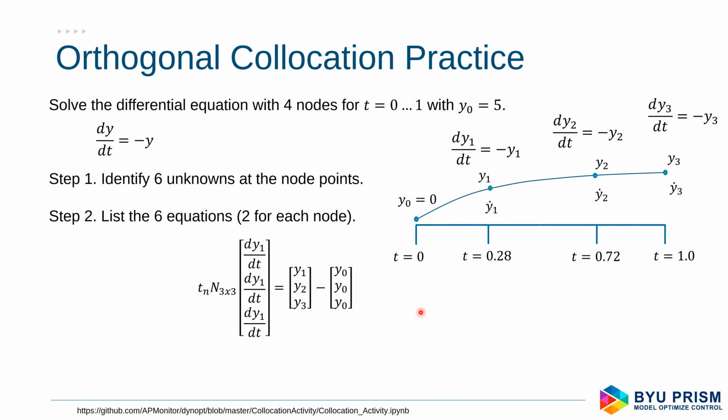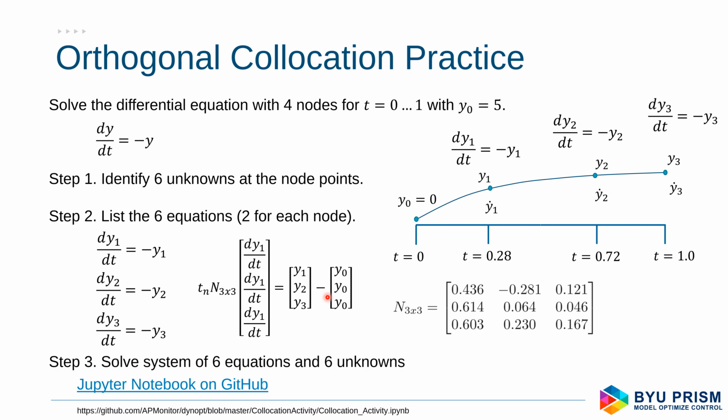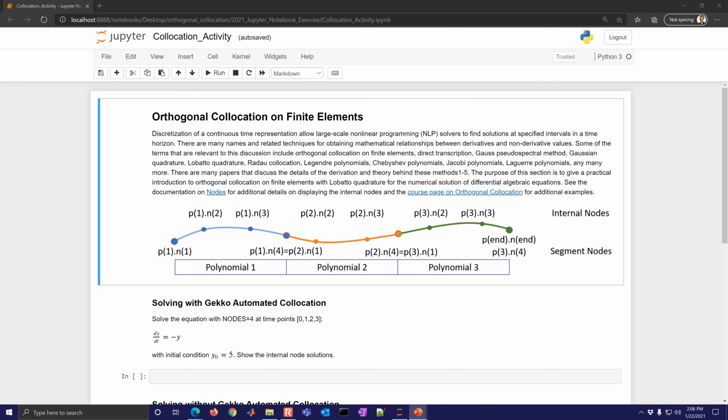Okay, so there are the 3 equations, and then the next 3 are right here from the orthogonal collocation. All right, there's our n 3 by 3, and then we'll solve the 6 equations and 6 unknowns. And there's going to be a Jupyter notebook. So we have these 6 equations, 6 unknowns, and we're going to set that up and solve it. First of all, we're going to do it with Gekko and then just compare it with fsolve. Okay, so let's go ahead and solve this.